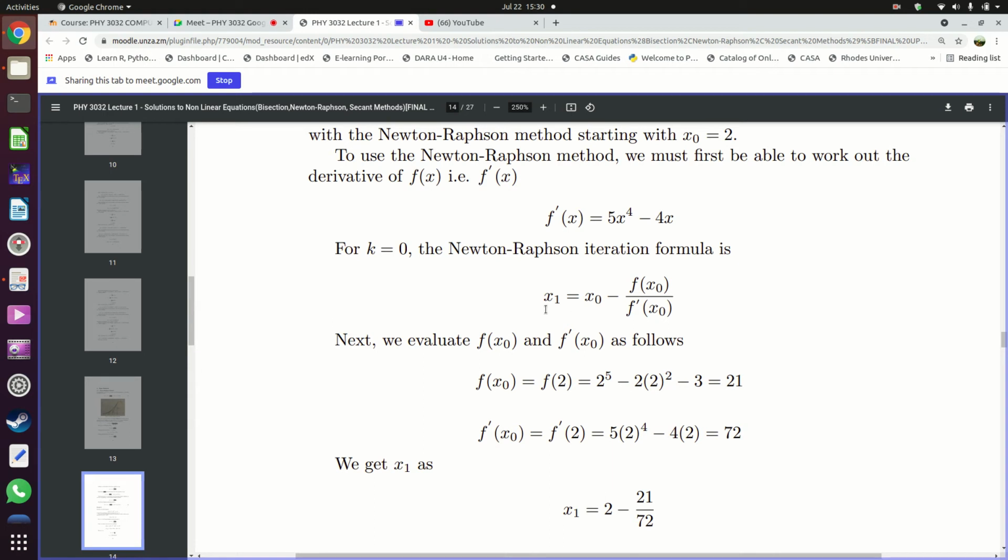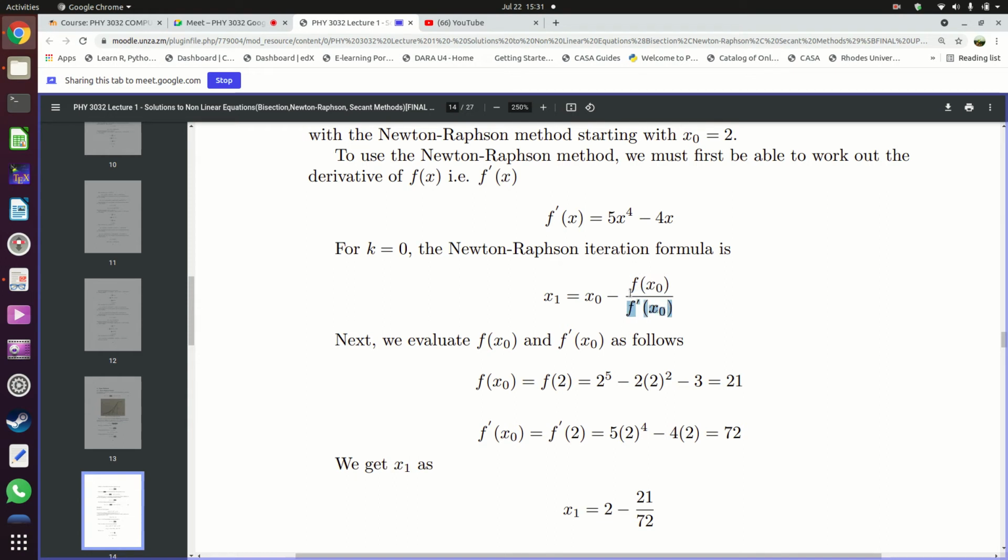So it should come out like this: x1 equals x0 minus f of x0 divided by the derivative at x0. Is this bit clear? Yes, sir. Okay, now as you can see, we have the value of x0, which is 2, but it's necessary for us to find out the value of the function at x0 and the value of the derivative at x0.